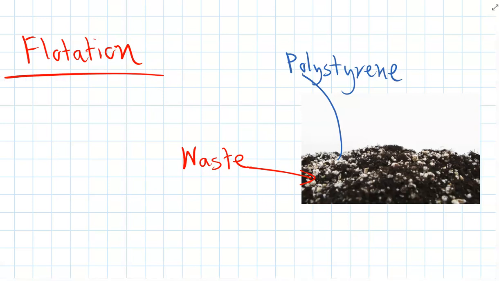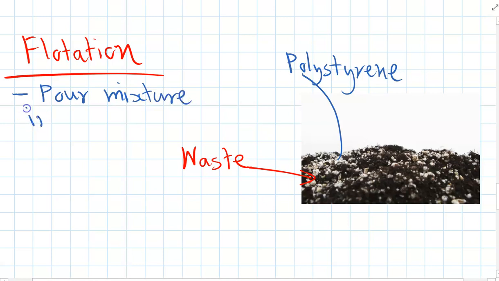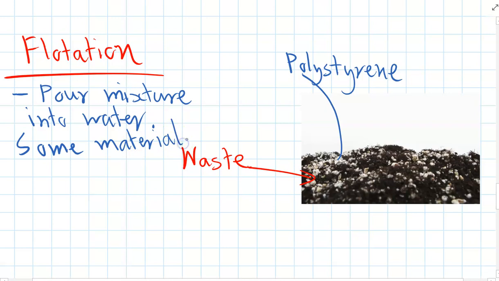And it's all in the name as well. Flotation, think of floating. So if one material in the mixture floats, you can pour that mixture into water, and then the material that floats will float to the surface, and all the other parts of the mixture will fall down to the bottom. So pour the mixture into water, and some of the materials will float. Hopefully just one of the materials that you're trying to collect.